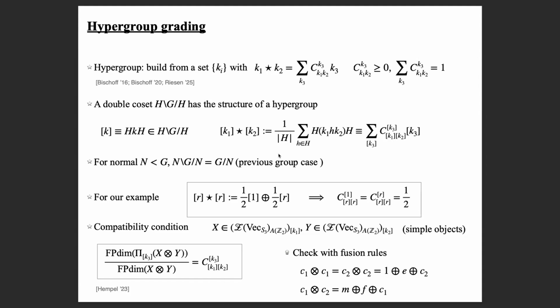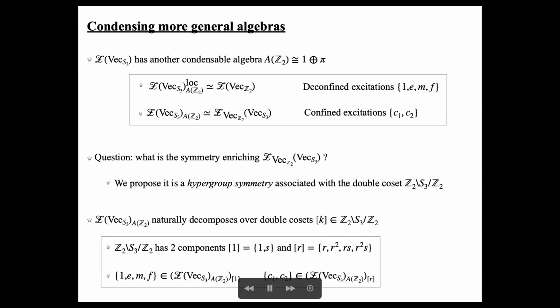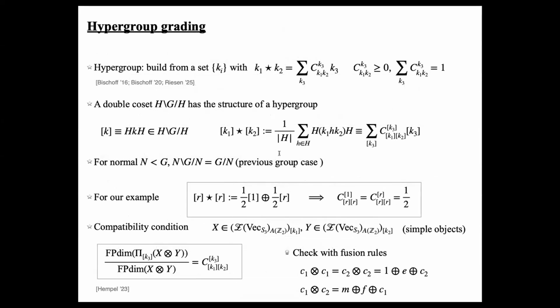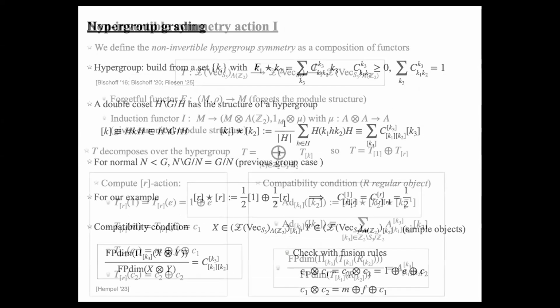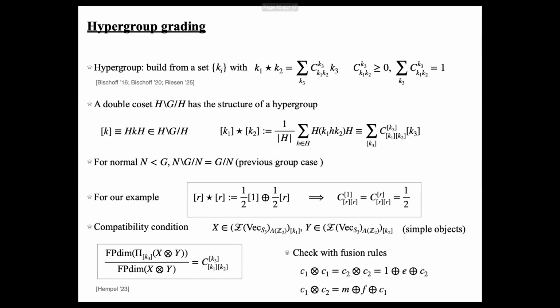So in our example, we have only one non-trivial hypergroup element, which is this R here. And in this case, the only non-trivial product is this one.